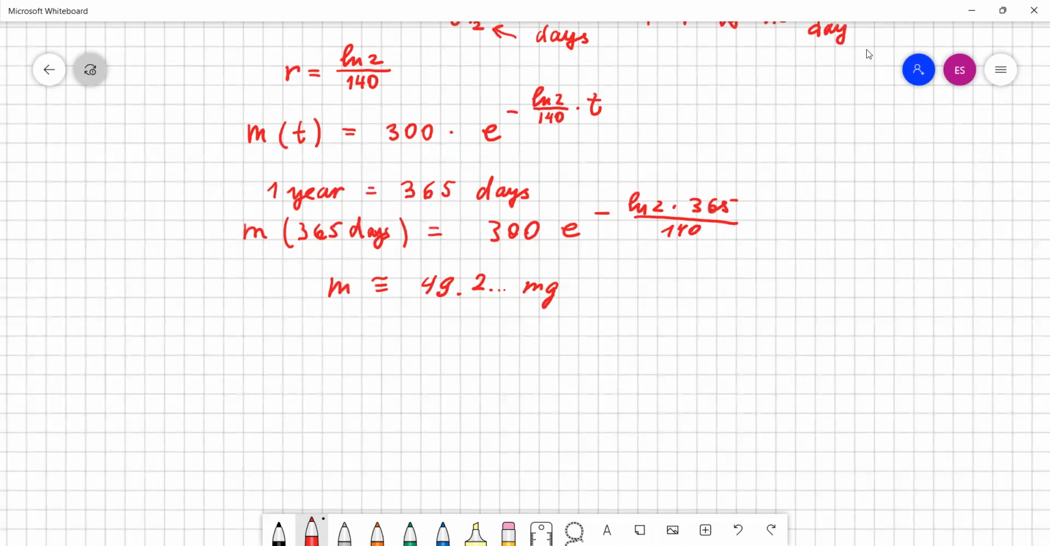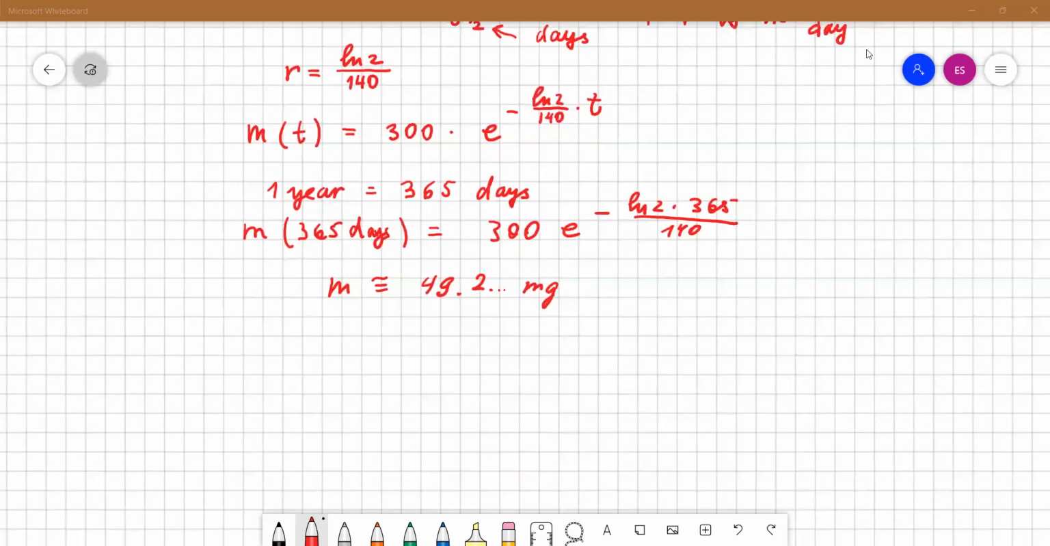I think that's all. Try to solve at least one problem on each of population growth and population decay, which is radioactive decay or any other decay, actually. Okay, and we are going to finish at this point.